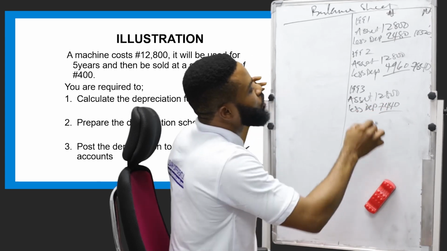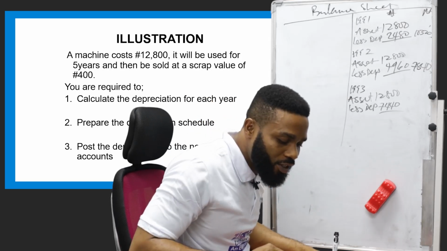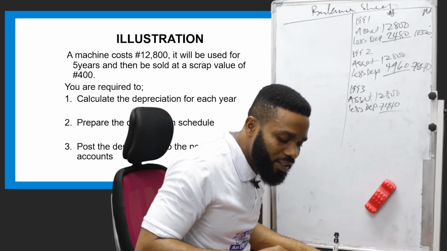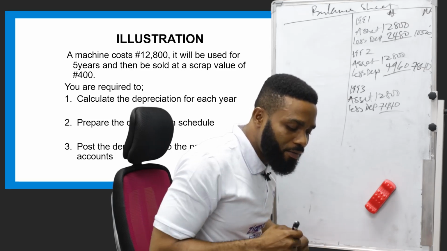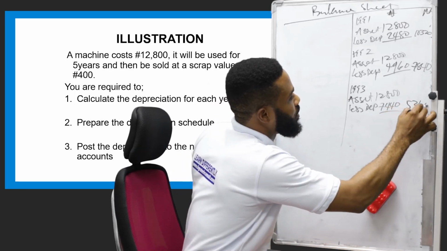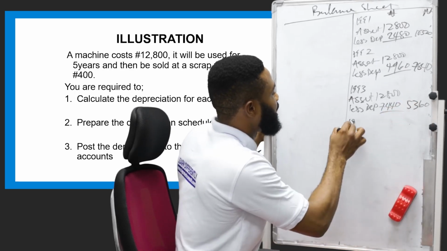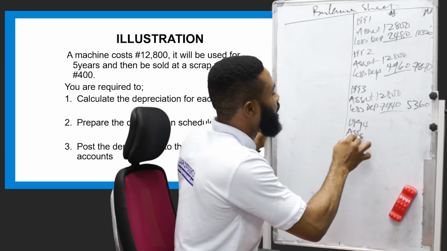7440. When you subtract 7440, we have 12,800 minus 7440. You have 5360. And then for 1994, you have your asset.